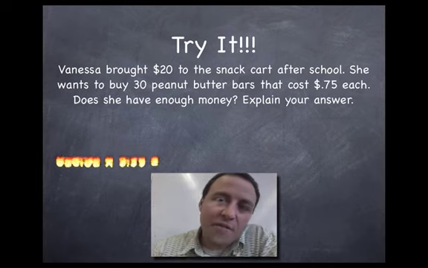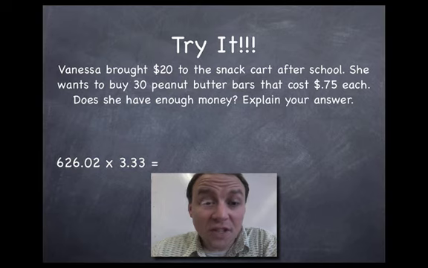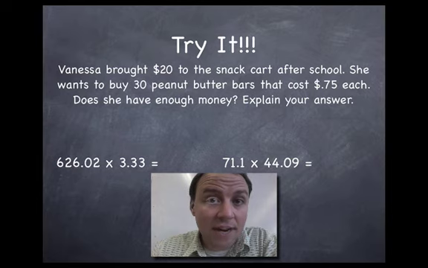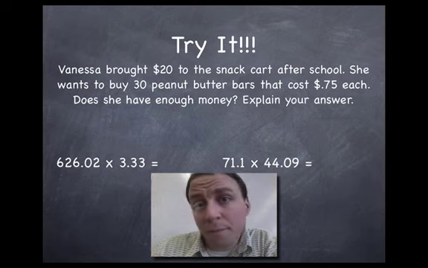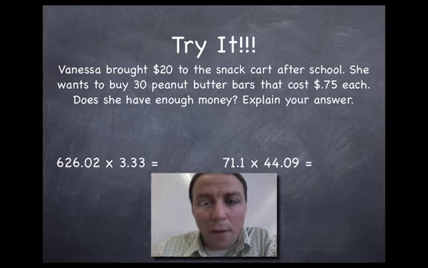All right, and then I'm going to give you a couple more with just numbers. 626 and 2/100 times 3 and 33/100. And then the last one. I know, you're so tired of doing work. 71 and 1/10 times 44 and 9/100. All right, good luck. When you're finished, check your answers with a calculator. If you're having trouble with the word problem, call your teacher over or ask a friend or somebody there who may be able to help you out.